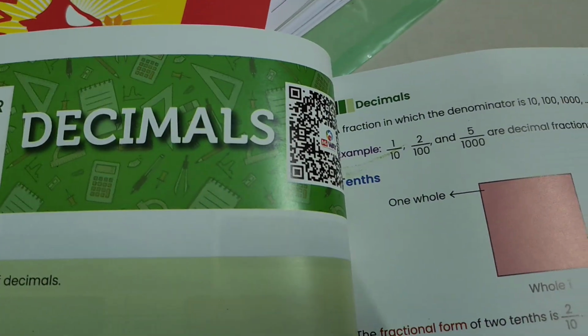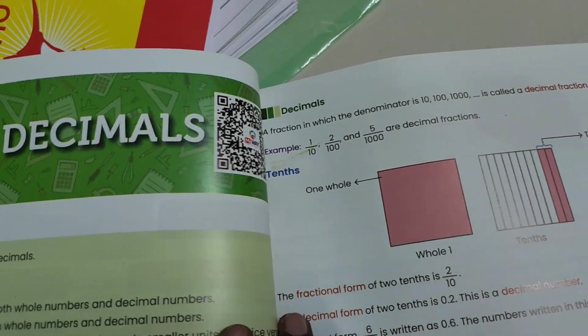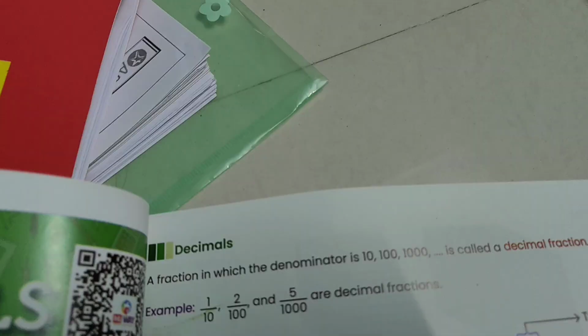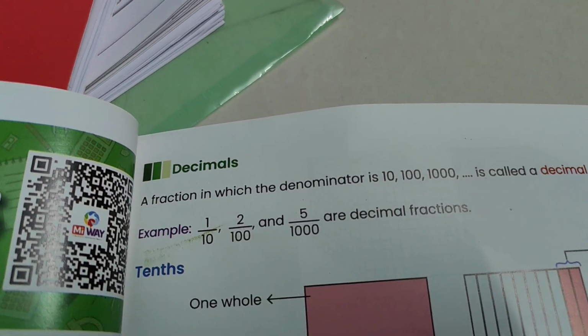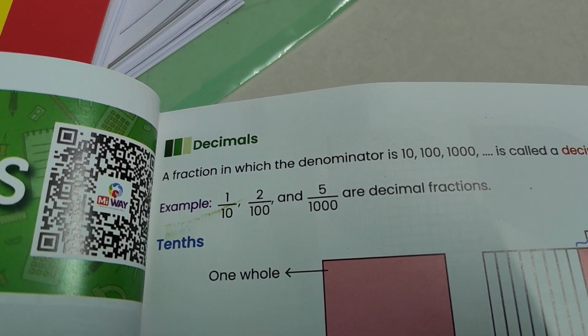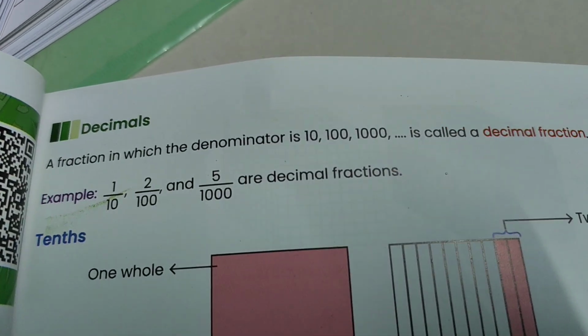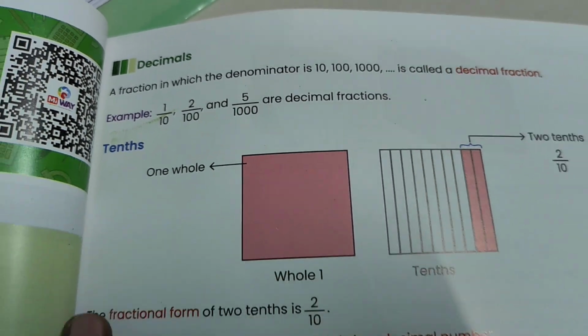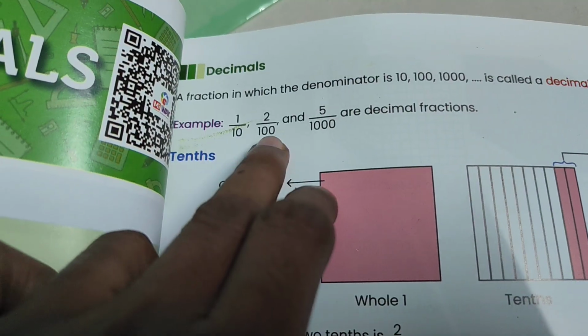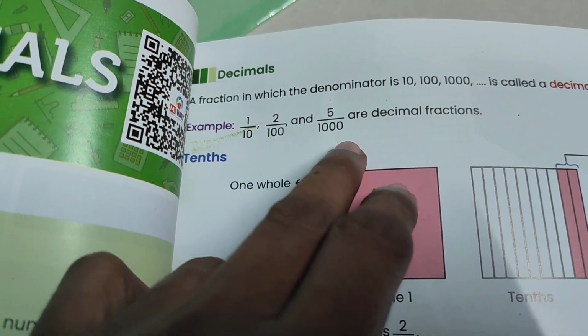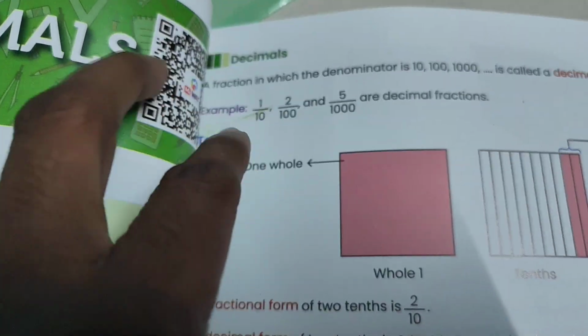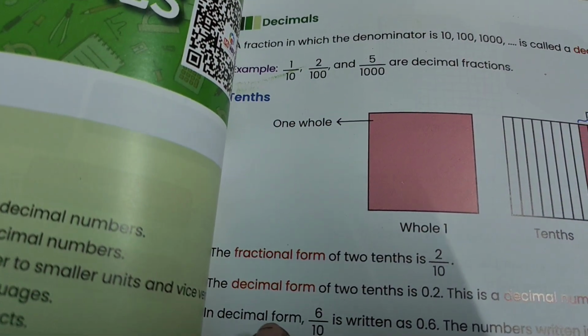First let's check what decimals are. A decimal is a type of fraction, a decimal fraction we can say, in which the denominators are 10, 100, 1000, 10,000, the multiples of 10. For example, 1 by 10, 2 by 100, 5 by 1000. These are decimal fractions which can be converted and written as decimals.